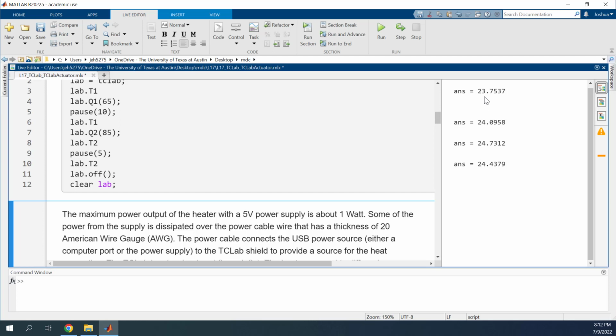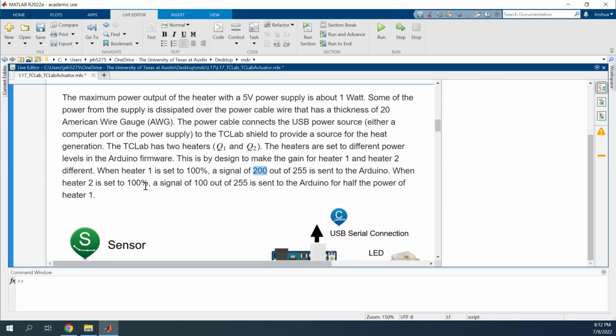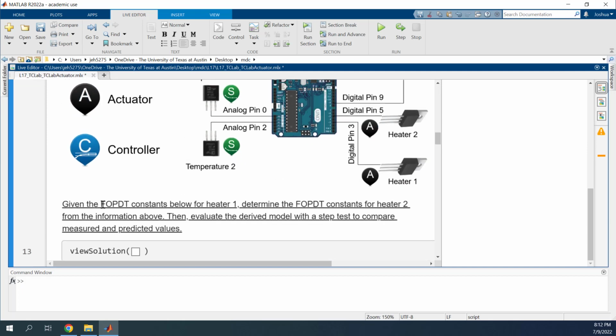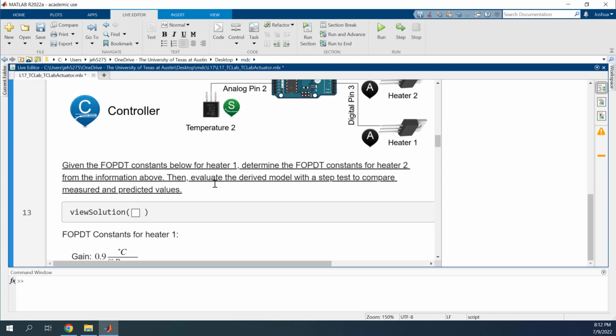If we look at the temperature before and afterward, heater 2 actually lost heat, I should say, over those 5 seconds, whereas heater 1 increased about, I don't know, 0.3 of a degree. So the point here is that heater 2 is about half as powerful as heater 1, if we look at the input signal of 100% to the output signal to the Arduino. And so we're going to be asked now, given the FOPDT constants below for heater 1, determine what the FOPDT constants for heater 2 would be.